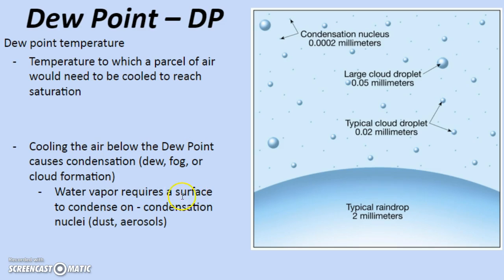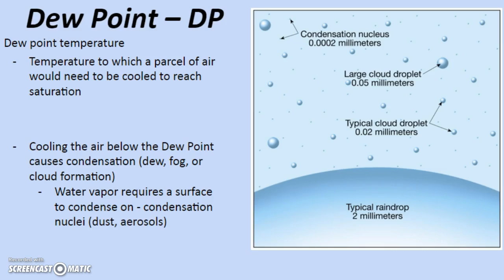The water vapor requires a surface to condense on, and this is what we're going to call a condensation nuclei. And these can be dust or aerosols. The condensation nuclei are tiny, 0.0002 millimeters. But you have to have these aerosols, these dust particulates, and they're found naturally in the atmosphere. And these are where the water vapor condenses around, forming these tiny cloud droplets of 0.02 millimeters. But then they continue to grow and build into larger droplets.